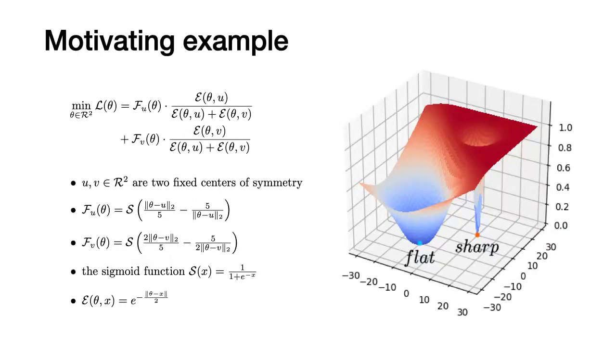This is an optimization in a 2D space. The loss function is the mixture of two centrally symmetric functions. So the loss surface contains two local minima, both with near zero loss values. One is flat and one is sharp. You can see the visualization on the right side.